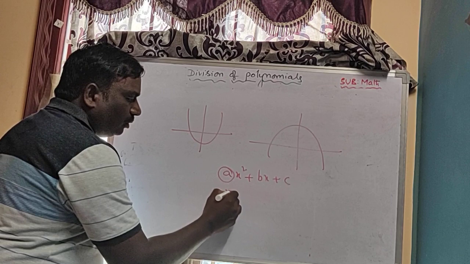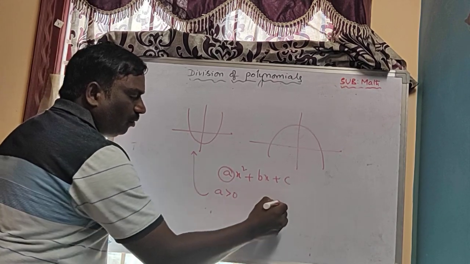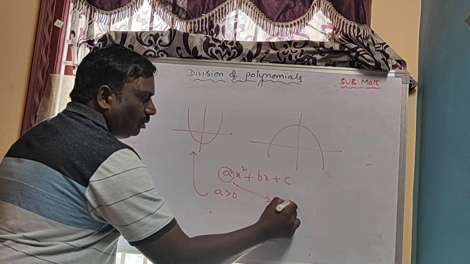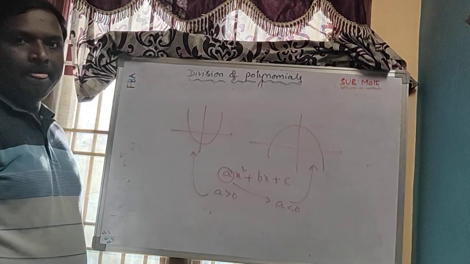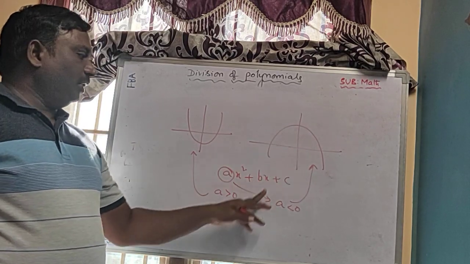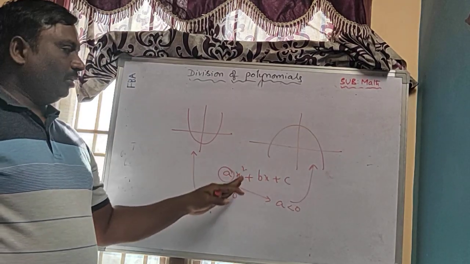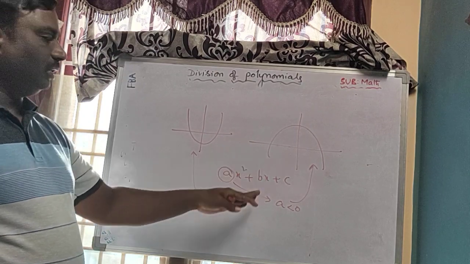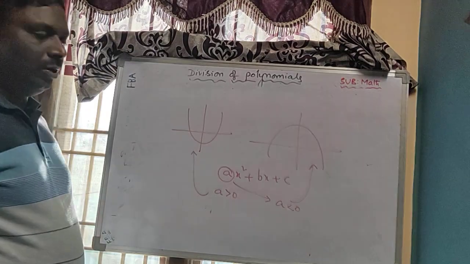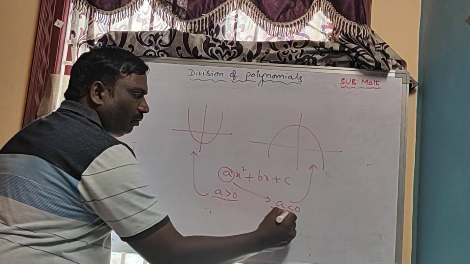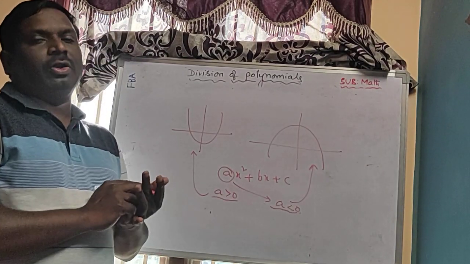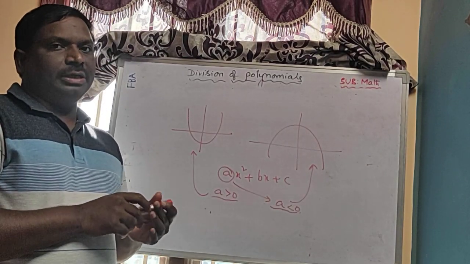When a is greater than 0, upward parabola. When a is less than 0, that is downward parabola. A is less than 0, already explained. When the a value is negative, then downward parabola. And in the third session I explained this question, and when a is greater than 0, I explained in the second session. So now these are the different graphs of the polynomials. I hope you understand about the polynomials.